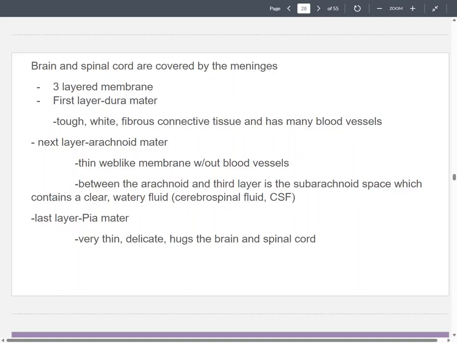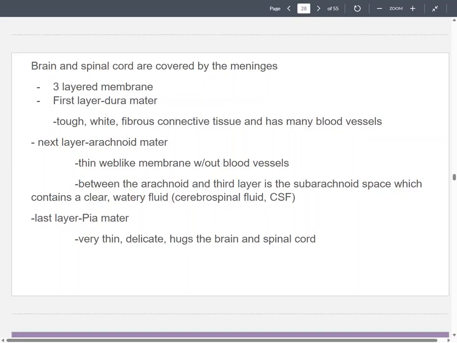There is no break in it at all. Nothing is allowed out and nothing is allowed in. It is also going to allow for circulation of a fluid called CSF between both the brain and the spinal cord. So the first layer of the meninges is referred to as the dura mater.